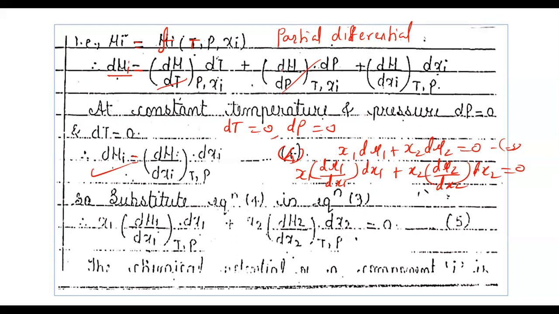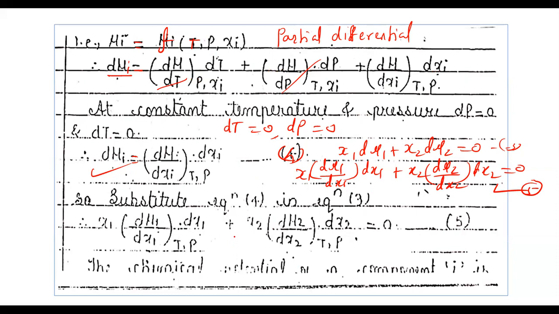So these two terms get cancelled, and now the third term is d mu upon dxi into dxi. We have taken this for the ith component. So we are getting now this equation here. This is equation 5.